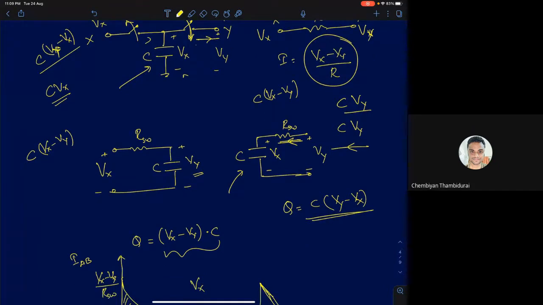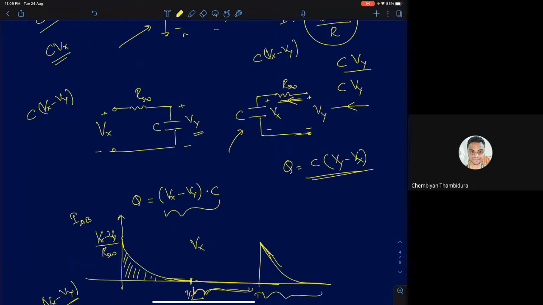So at the end of the first half cycle, at the end of T seconds, what will be the voltage across the capacitor? At T by 2 it is Vx, at T it is Vy. The voltage across the capacitor will be Vy. So that's what the circuit will look like in the next half cycle.